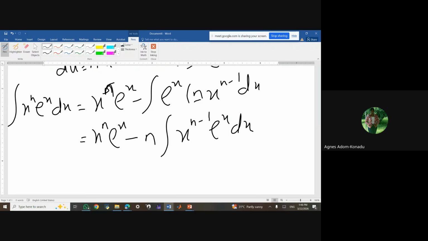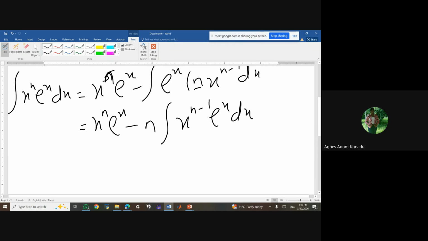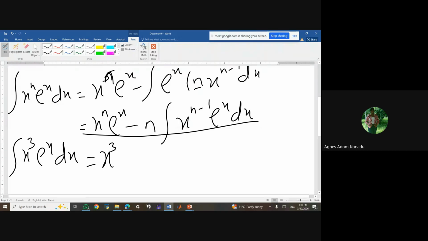Now I want to use the formula to solve the integral of x to the power 3 e to the power x dx. Okay, so I want to use this formula that I've constructed to solve this. The formula says I'm supposed to get x to the power n, so I will get x to the power 3 e to the power x minus n. Here my n is 3. Integral of x to the power n minus 1, which is 3 minus 1, so I have x to the power 2 e to the power x dx.